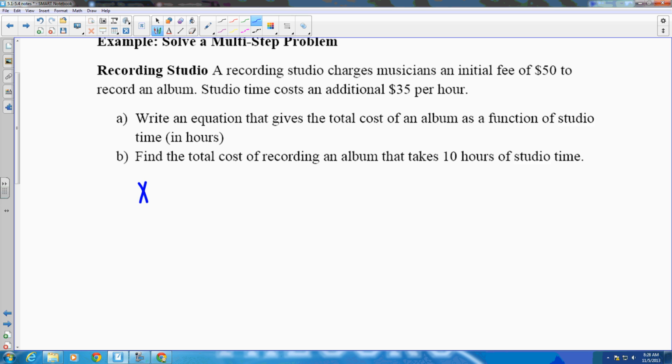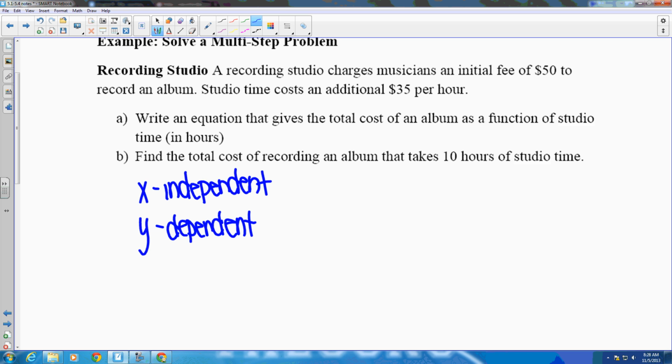Okay, so we have to figure out what the independent and dependent variables are, remembering that x is always independent and y is dependent. So when we look at this problem, we're asking ourselves what depends on what? Well, the cost depends on how much time you spend in the studio. So the cost is going to be our y. So y equals, we have an initial fee of 50 plus it's 35 an hour. So whenever you see that per hour, we know that's going to go with the other variable x.